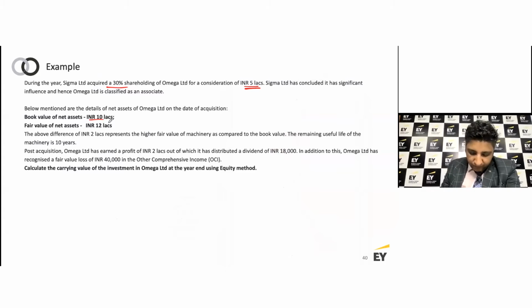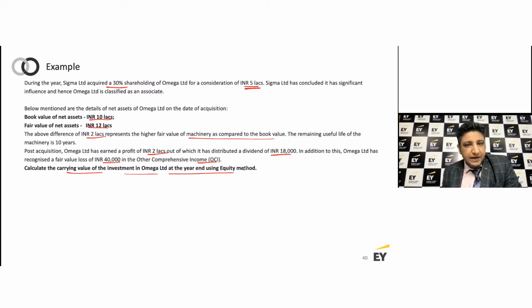The book value is 10 lakh rupees and the fair value of the net assets is given as 12 lakh rupees. The above difference of 2 lakh represents the higher fair value of machinery as compared to the book value. The remaining useful life of the machinery is 10 years. Post-acquisition, Omega Limited has earned a profit of 2 lakh rupees, out of which it has distributed a dividend of 18,000 rupees. In addition to this, Omega Limited has recognized a fair value loss of 40,000 in the other comprehensive income.